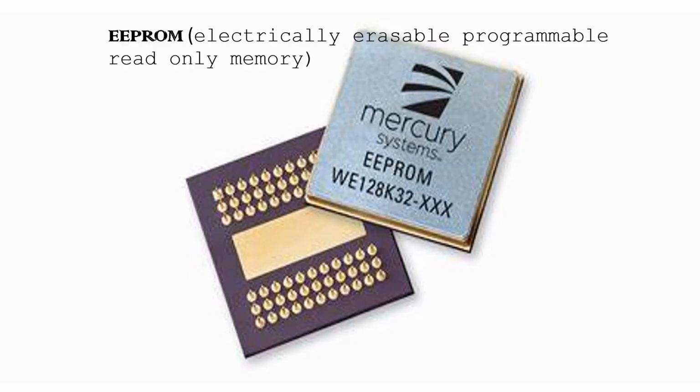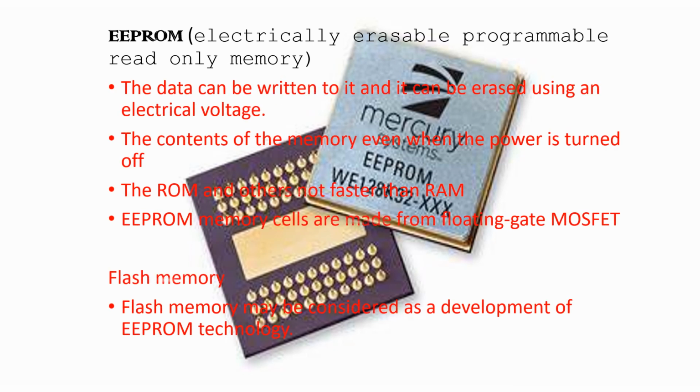EEPROM, it is an electrically erasable programmable read-only memory. The data can be written to it and it can be erased using an electrical voltage. The contents of the memory are kept even when the power is turned off. EEPROM is not faster than RAM. EEPROM memory cells are made from floating gate MOSFETs.